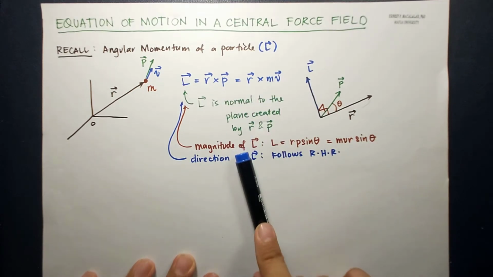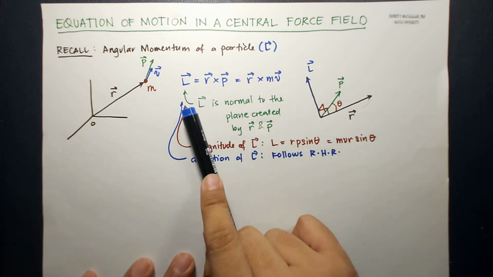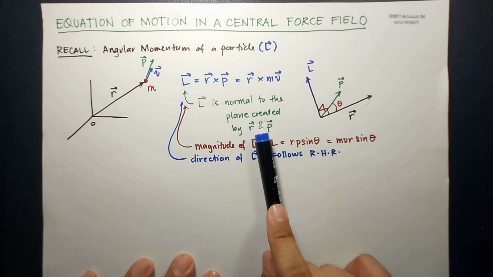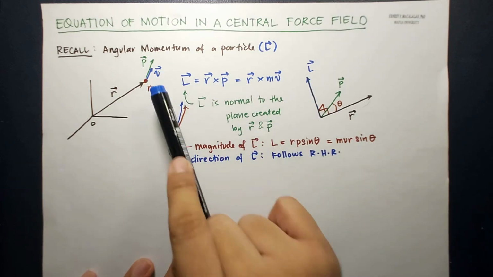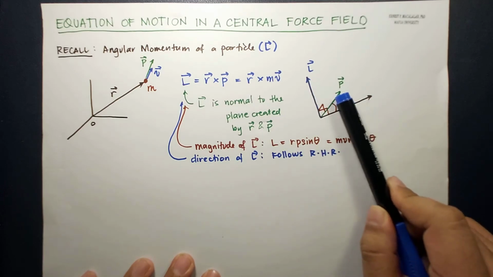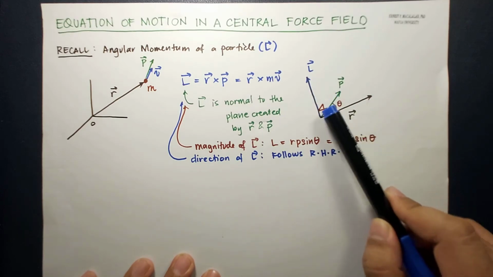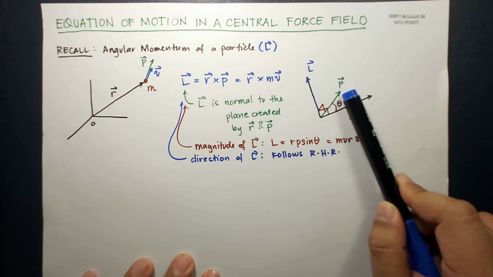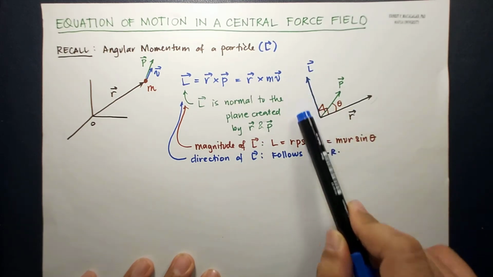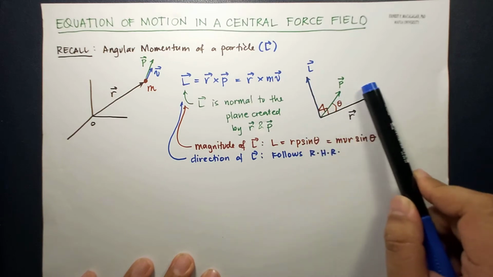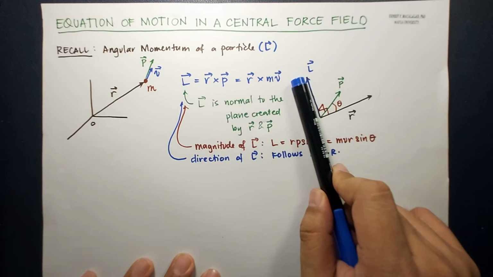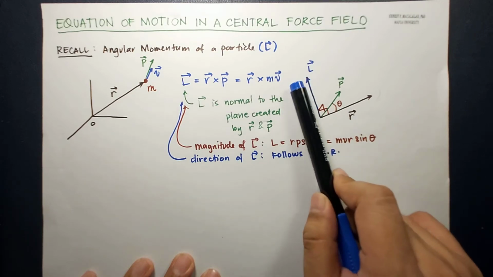Several things that we need to know here: number one, L is normal to the plane created by r and p, or r and v. So for example, this is the r and this is p. The plane created by r and p, whatever the line that is normal to that plane, that is where your angular momentum will be pointing.